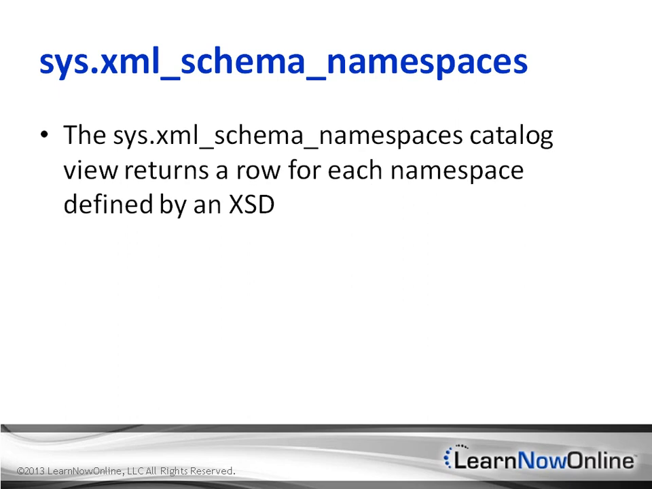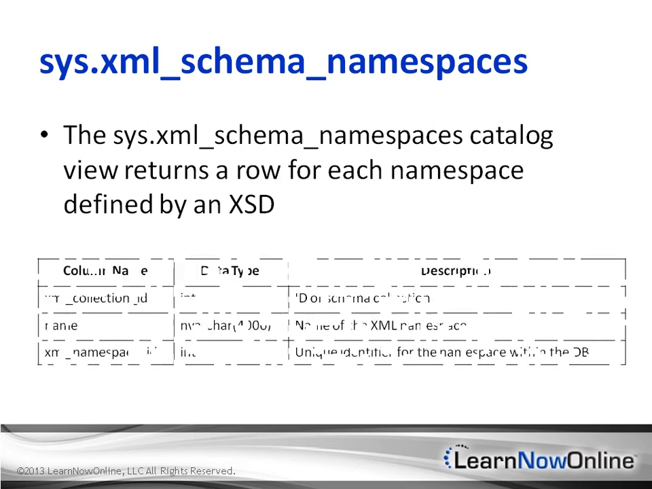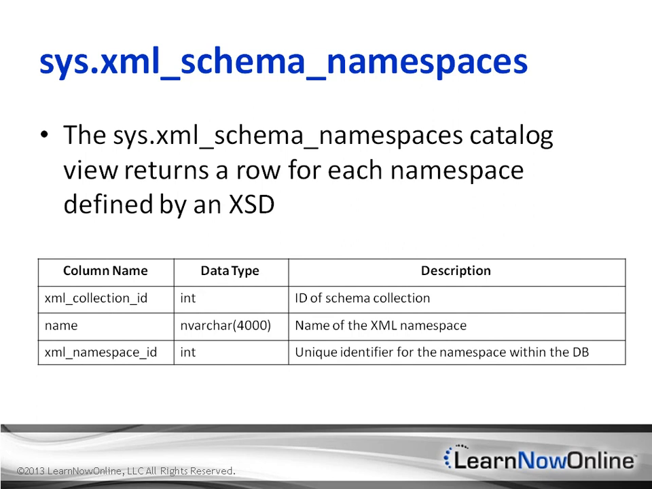XML schema namespaces is a catalog view that returns a row for each namespace defined by an XSD. So we get back the ID of the schema collection, the name of the XML namespace, and the unique identifier for that namespace within the database.